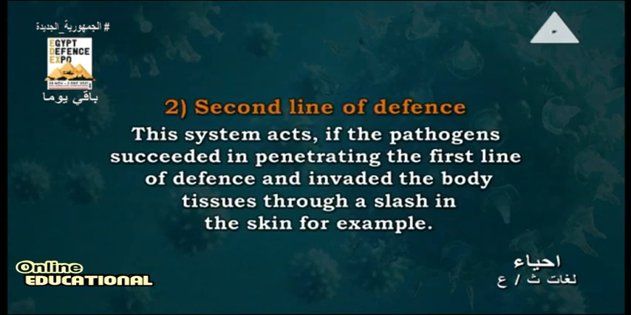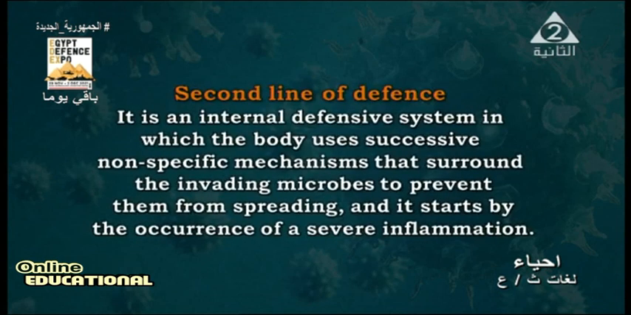Second line of defense. This system acts if the pathogen succeeds in penetrating the first line. If the microbes penetrate the first line of defense and invade the body tissue, for example through cuts in the skin, the internal defense system, with non-specific mechanisms, surrounds them.